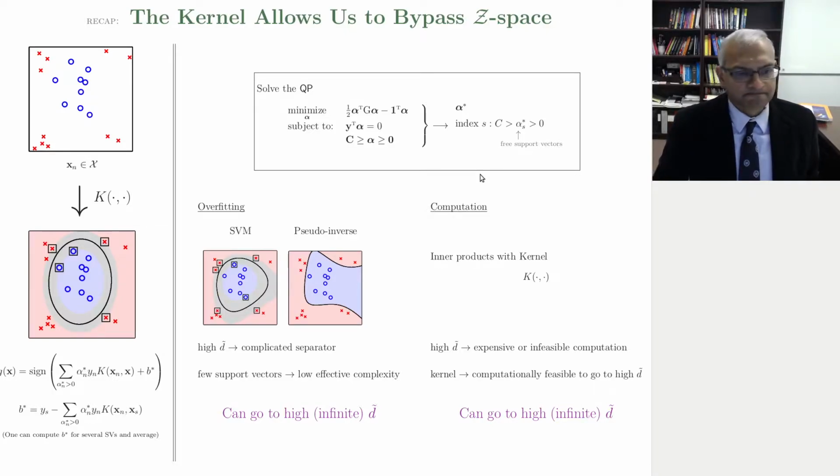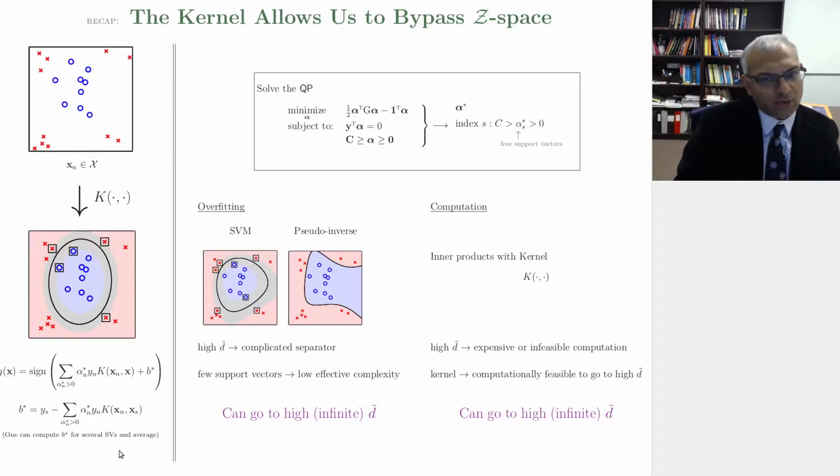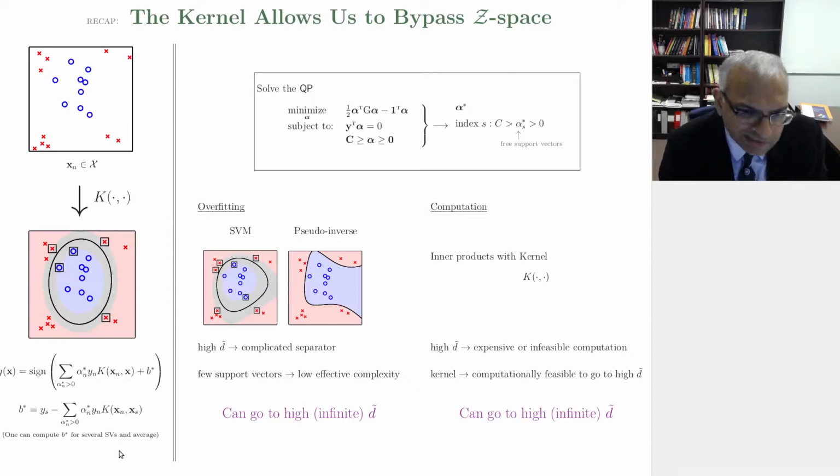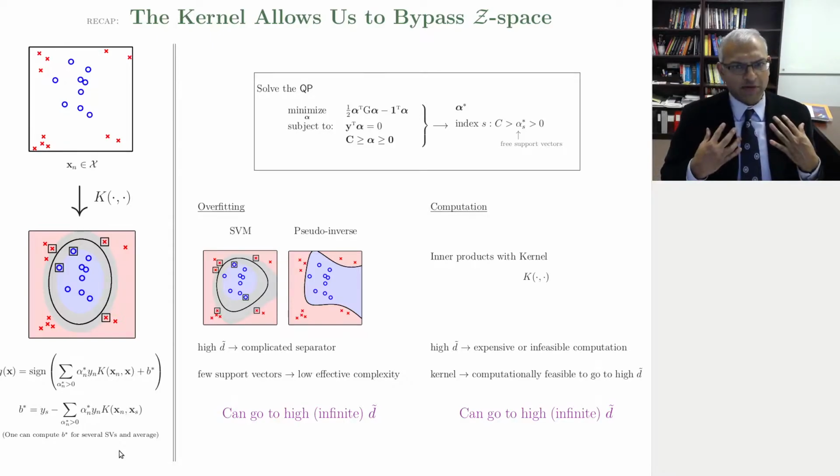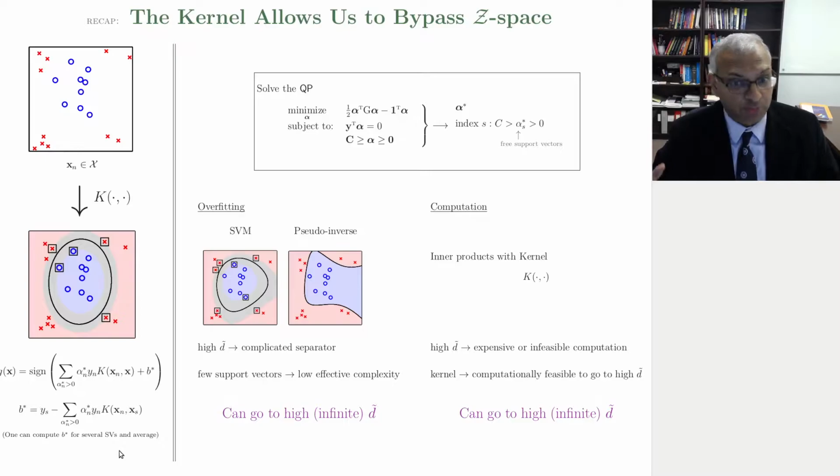Now, as I mentioned, this dual version of the problem allows us to formulate the entire algorithm, including the final hypothesis as shown on the bottom left, entirely using inner products. And that allowed us to say, well, what if I could compute the inner product in my feature transform space without actually going there? The object that does that inner product computation is what we call a kernel. Okay, so let's see what we were able to accomplish with the support vector machine.